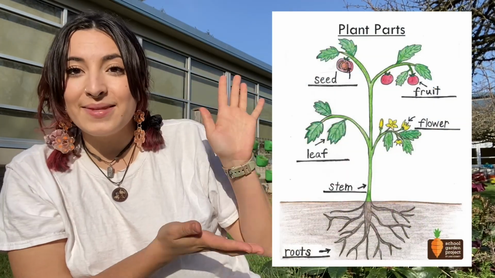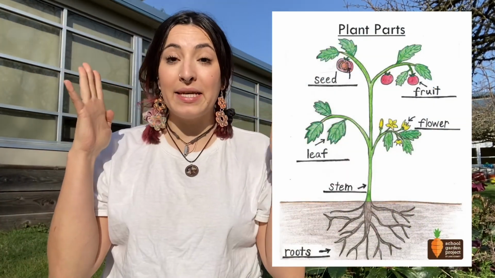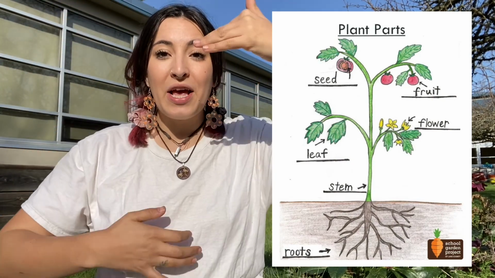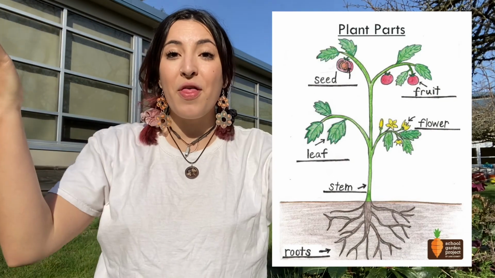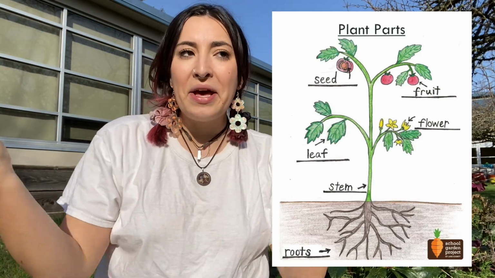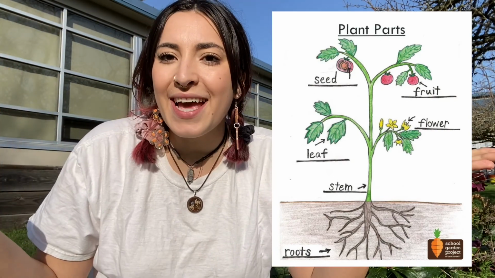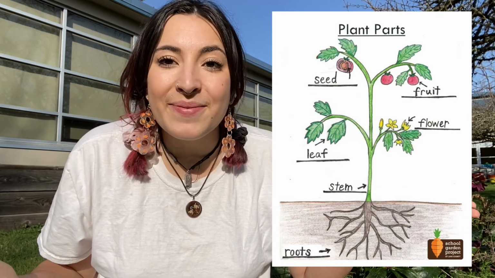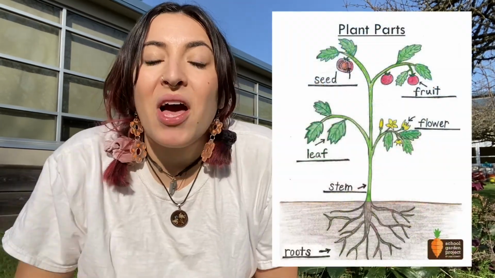2, stems. Stems hold the plant up straight, and they transport water and nutrients from the roots up to the rest of the plant. Do trees have stems? What are the stems on trees called? The trunk.